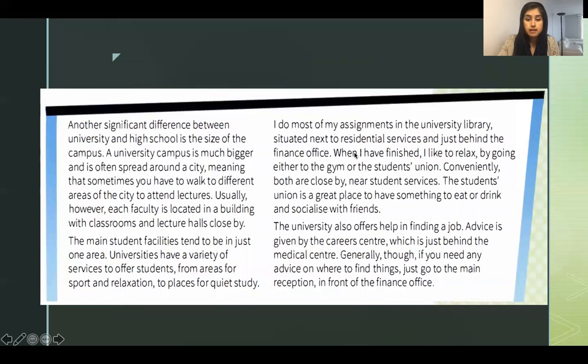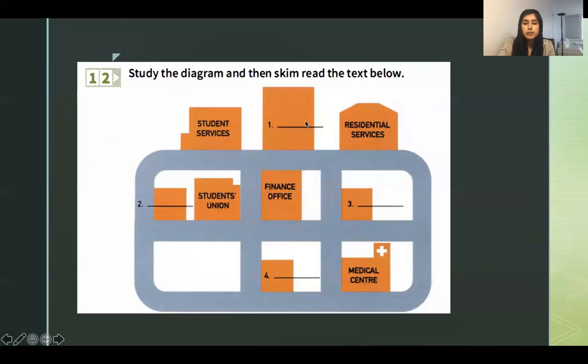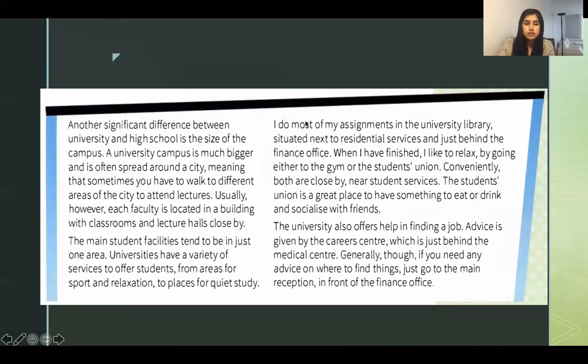Here you see residential services, and just behind the finance office, you can find everything here. So most probably all the answers are just in this paragraph, in the second paragraph. So let's see, number one, residential service and student service. So we read this paragraph very carefully.